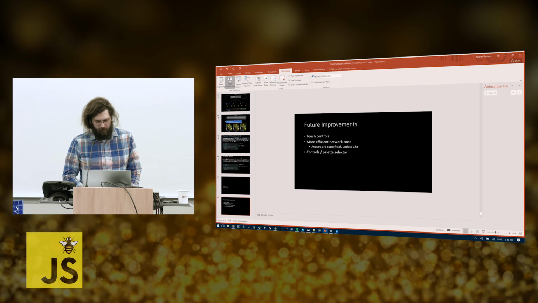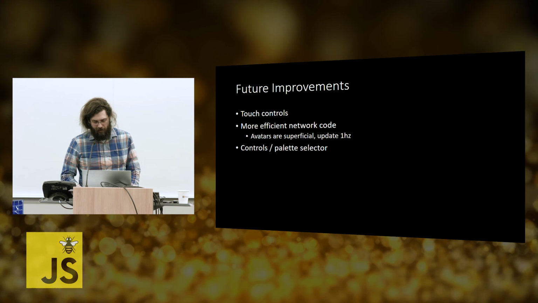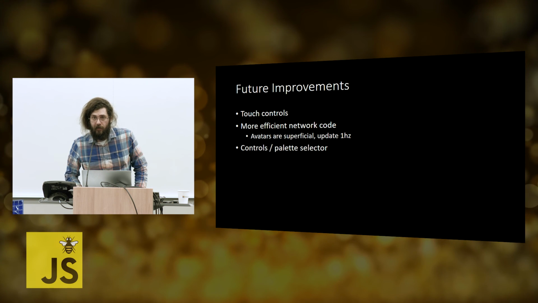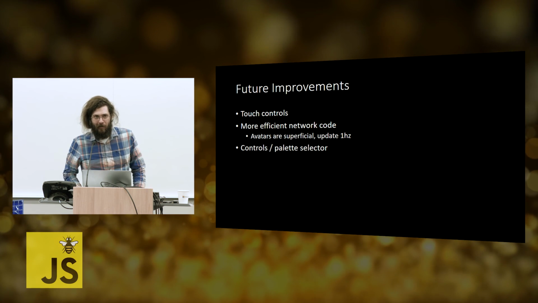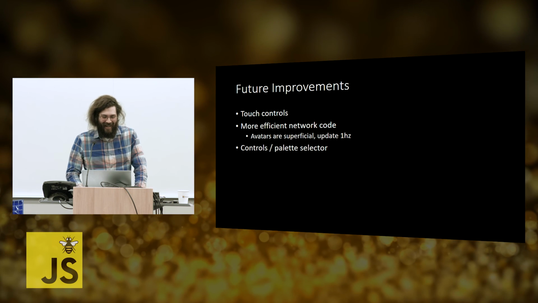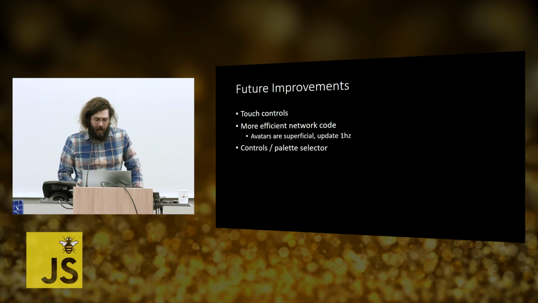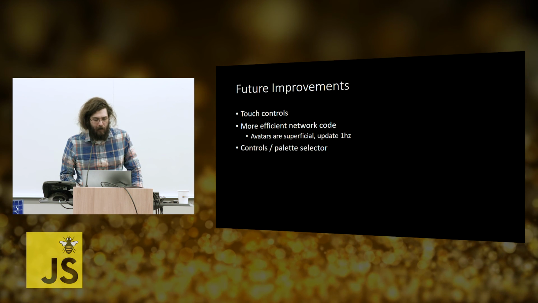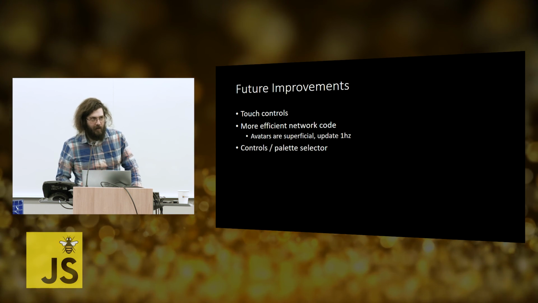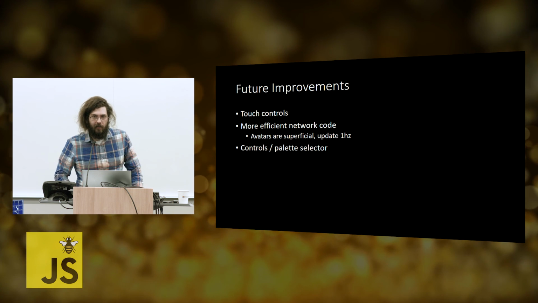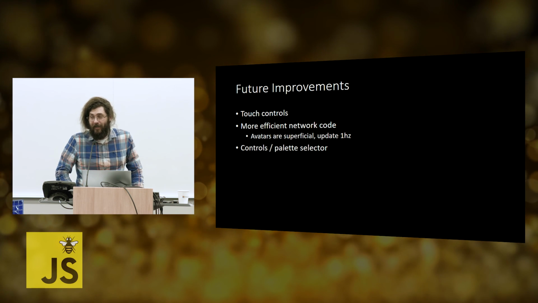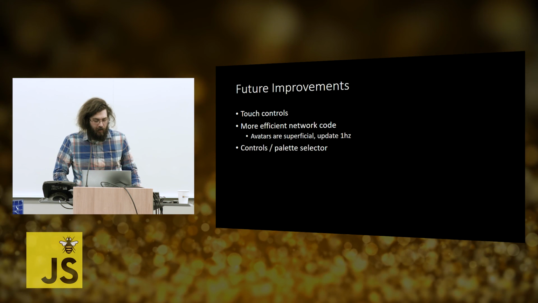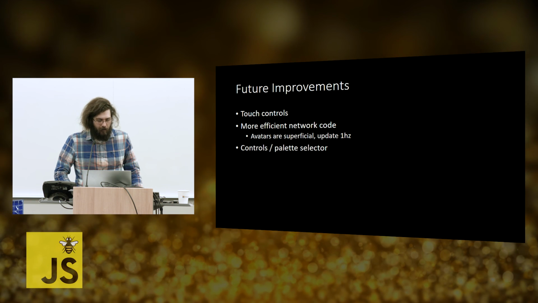So, some future improvements that can definitely be put in are touch controls. That's not something I've explored yet, but I realized that would have been fun if everyone was on their mobile, but you definitely would have crashed it. Some more efficient network code. The avatars are kind of superficial, so I would update them on a tick instead of every time somebody moves. And then an actual palette selector with controls and feedback and things like that. But I was able to put together this project in 2 days. These kinds of things are so rapidly prototyped.